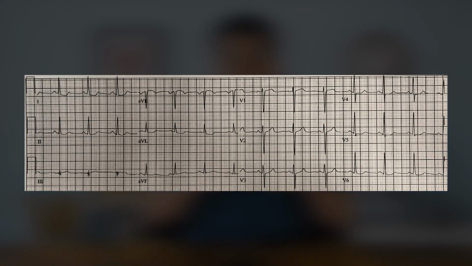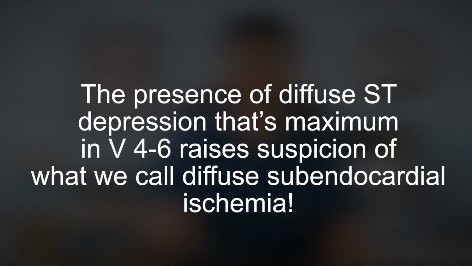It's because there is a diffuse ST depression, if you see in this EKG, in most other leads with the reciprocal ST elevation in aVR. The ST depression vector is going toward lead 2 and aVF, which cancels the ST elevation forces in these leads, while lead 3 is far to the right away from the ST depression vector. Now, the presence of diffuse ST depression that's maximum in V4 to V6 raises suspicion of what we call diffuse subendocardial ischemia. If there were no inferior occlusion MI, the ST segment in lead 3 would also be depressed.